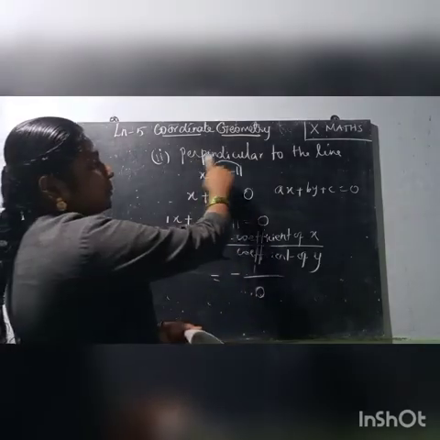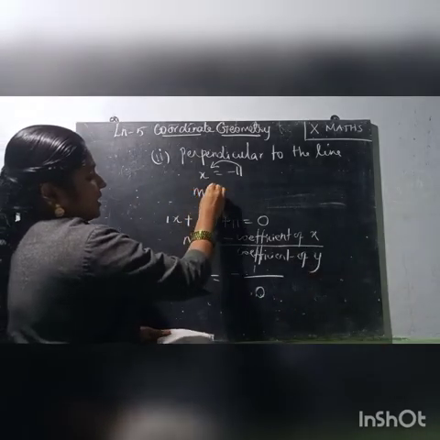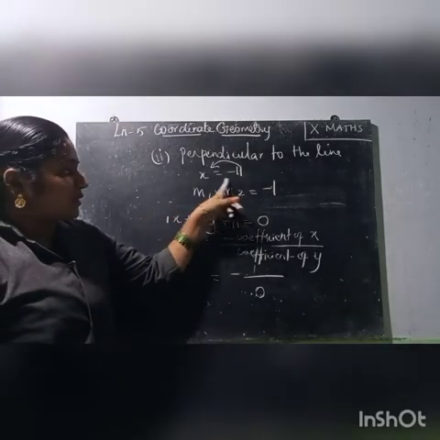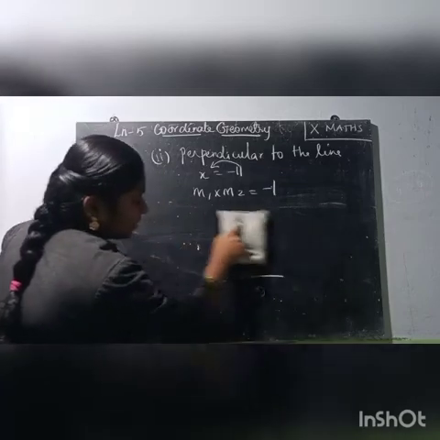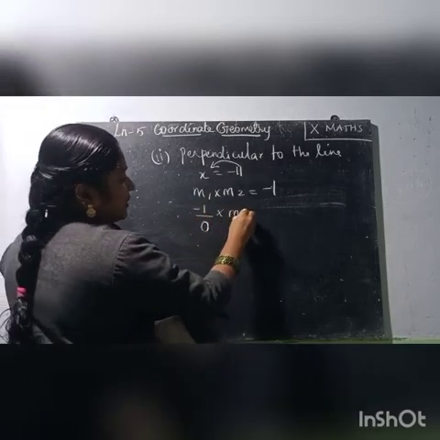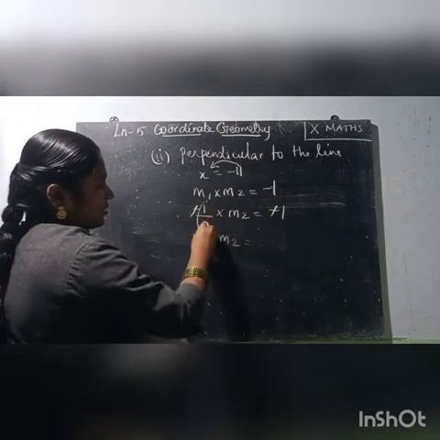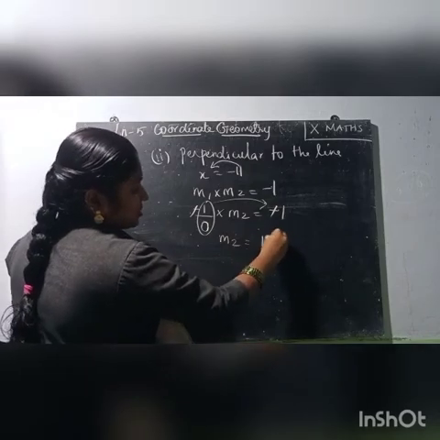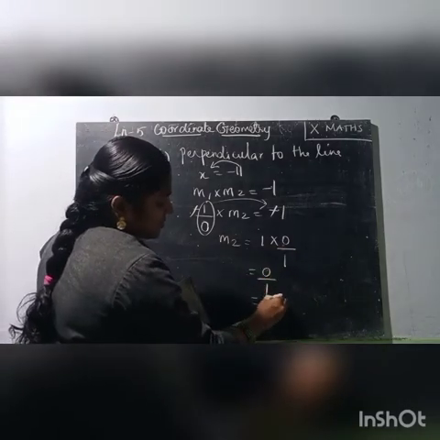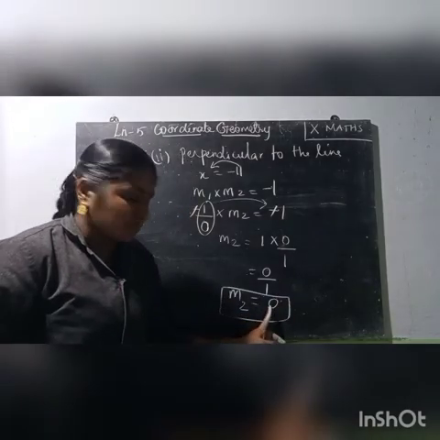Now we are going to find the slope of the line perpendicular to it. We know if two lines are perpendicular, m1 into m2 equal to minus 1. See, m1 is the given line slope, then m2 is the perpendicular line slope. What is the m1 value? Minus 1 by 0. So minus 1 by 0 into m2 equal to minus 1. Minus minus get cancelled. Now m2 equal to, this 1 by 0 will go there, so it will change to 0 by 1. So 1 into 0, 0. So 0 by 1 answer is 0. So the m2 value is 0. So the perpendicular line slope is 0.